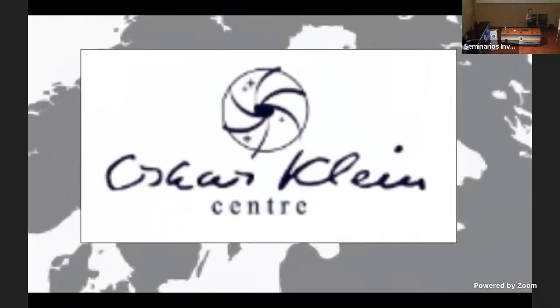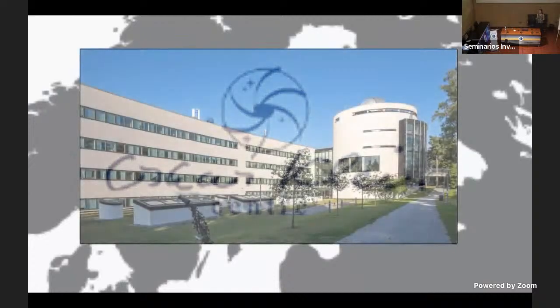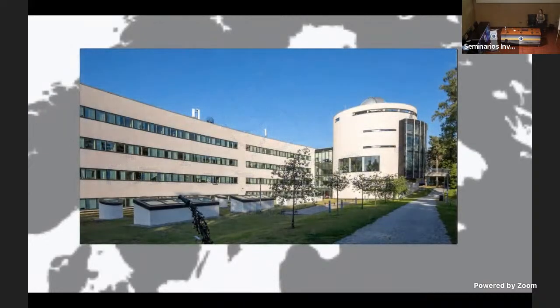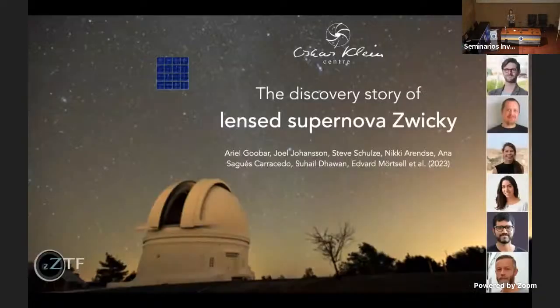And in Stockholm at the Oskar Klein Center, we're the ones looking for the lensed supernovae, which is very difficult because we only expect to find a handful per year at most. And we also partner up with collaborators in Berlin to do this. But we got lucky at least once, and we managed to find a lensed supernova with ZTF data.